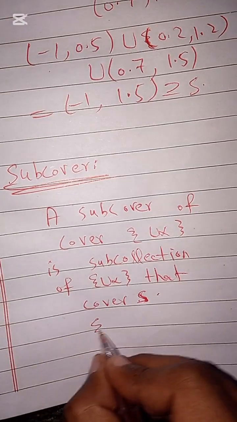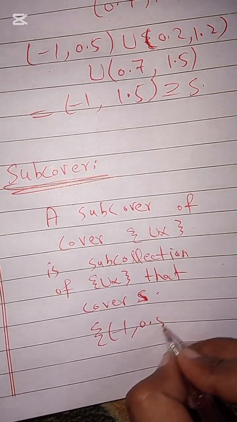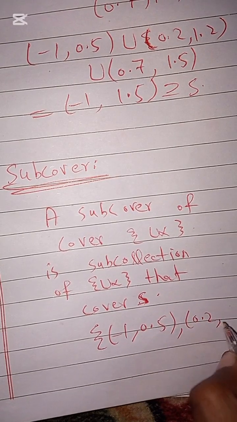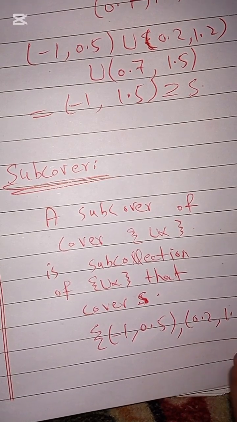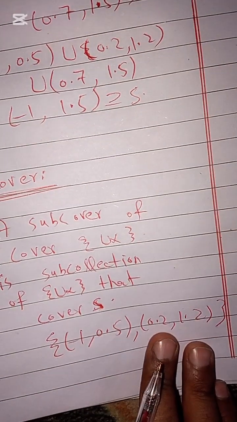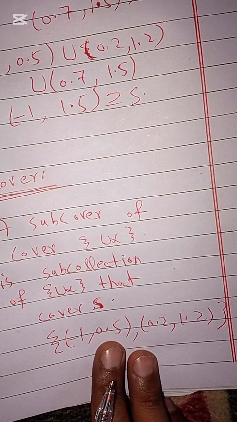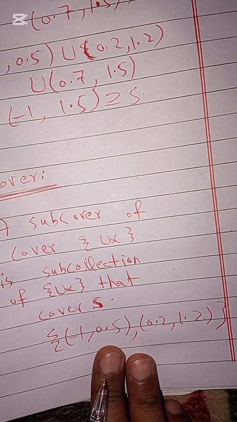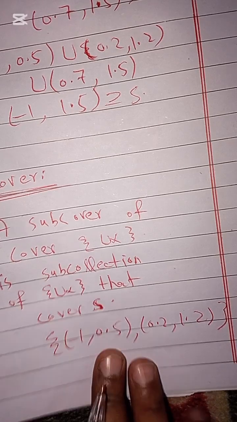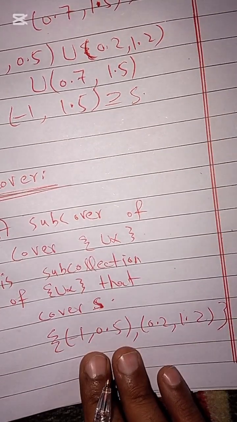So then we say, -1 comma 0.5 and 0.2 comma 1.2. These two intervals are contained in the cover, but still they cover the entire interval 0 1. So still they cover the entire interval 0 1. So it is called the subcover.